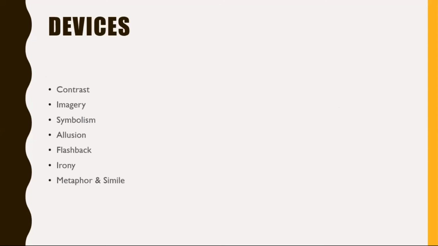The use of devices. Now, there are many devices used in the story, and I am going to mention just a few. We see the use of contrast from the very beginning to the end, the use of imagery, symbolism, allusion, flashback, metaphor, and simile. And of course, I point out that there are many other devices used, some more often than others.